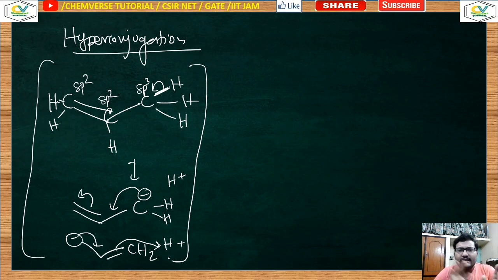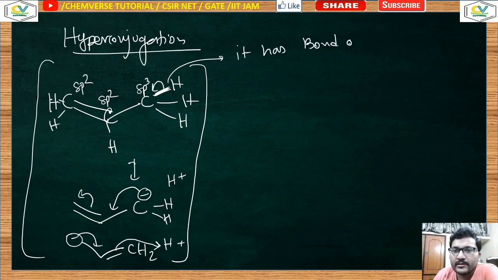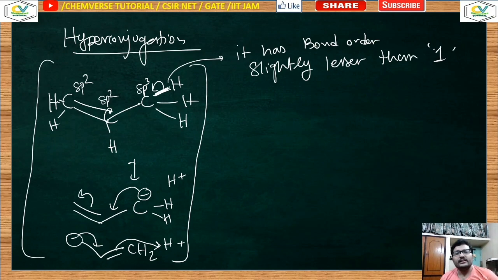So it is present as it is, but you can see that this CH bond has a bond order slightly lesser than 1. If it is 1, that means a complete CH bond is present. So it's not completely broken, but the bond order is not exactly 1. When it is slightly lesser than 1, it suggests that some amount of bond breaking is taking place, and that is leading to hyperconjugation, and hyperconjugation leads to stability. This is what you can get here.